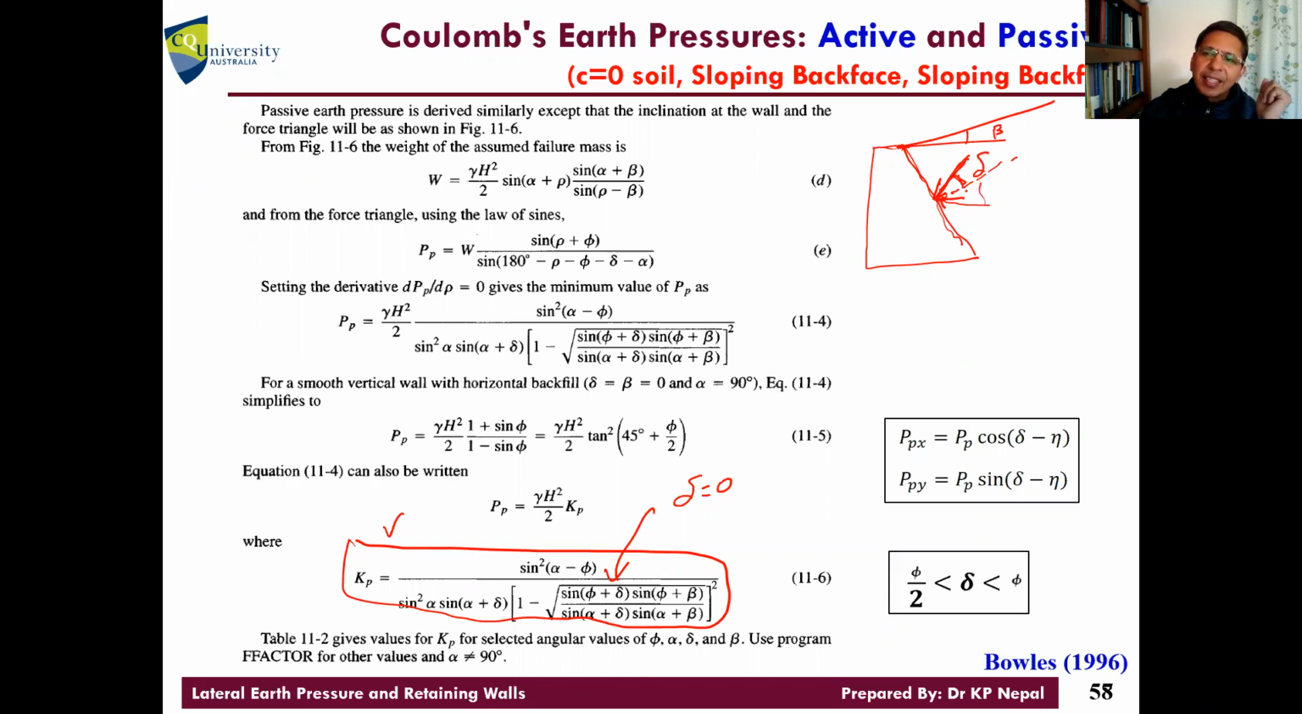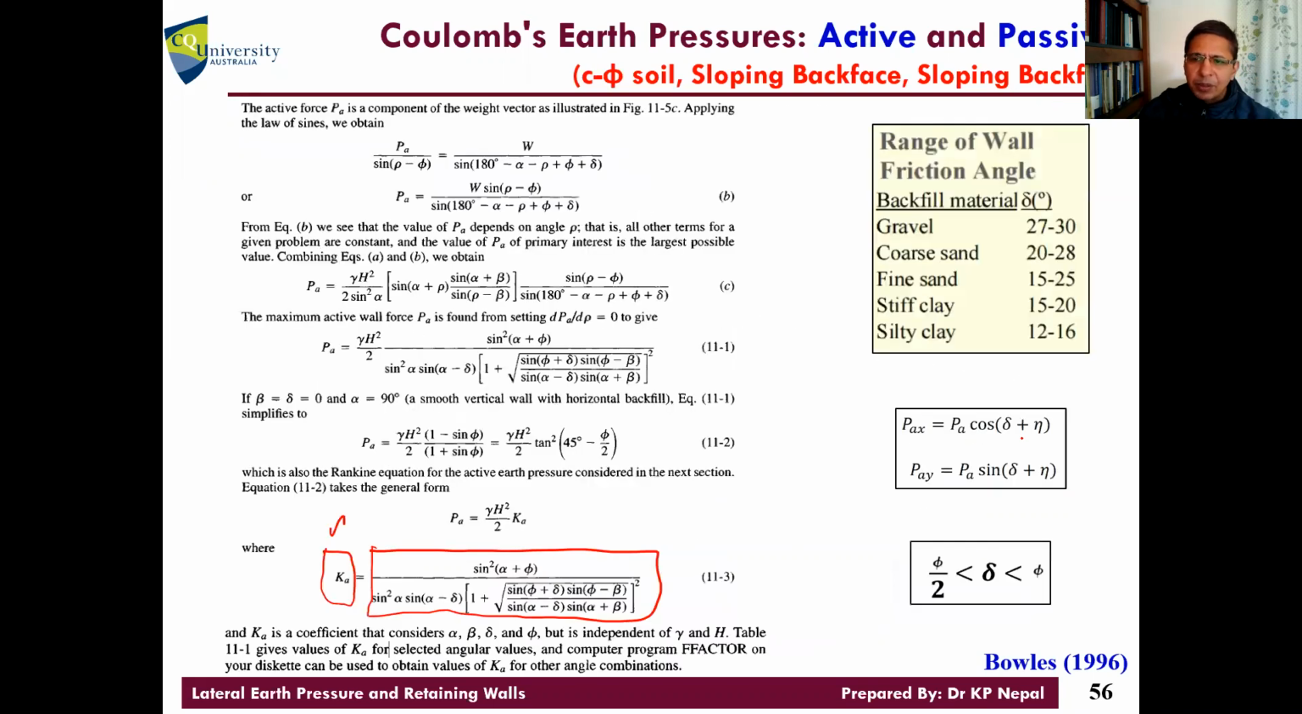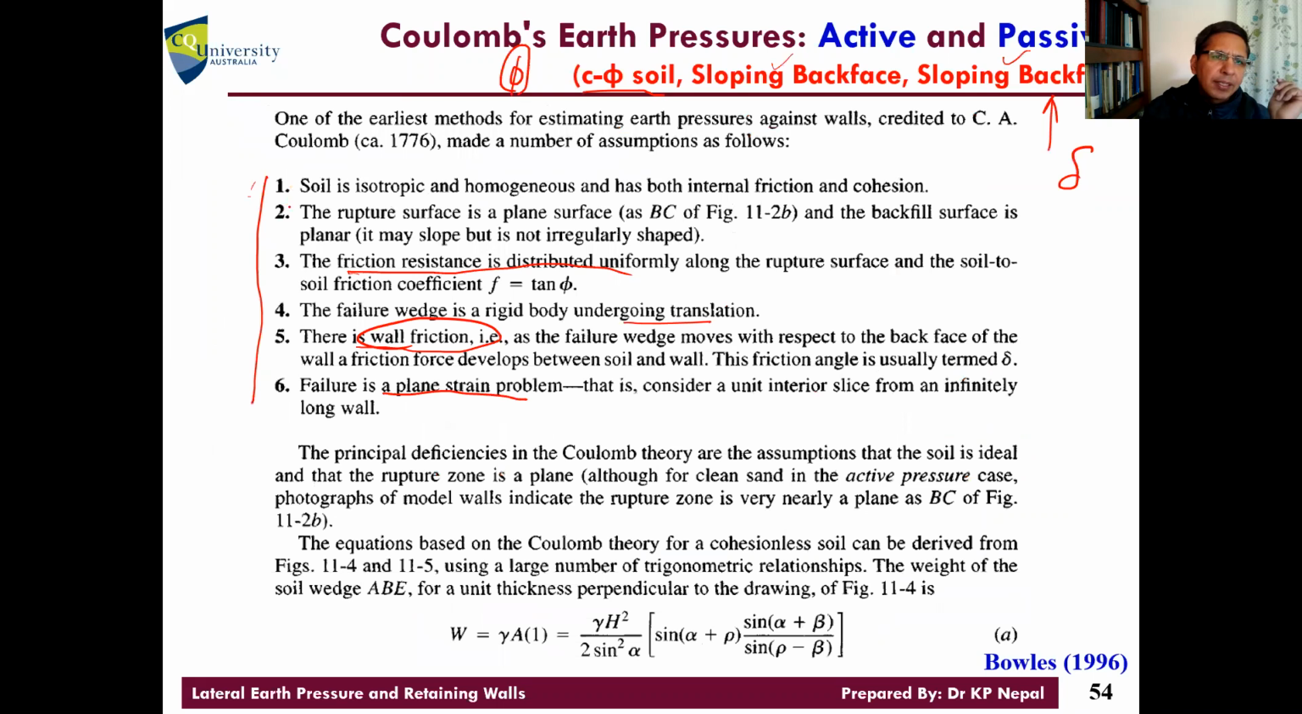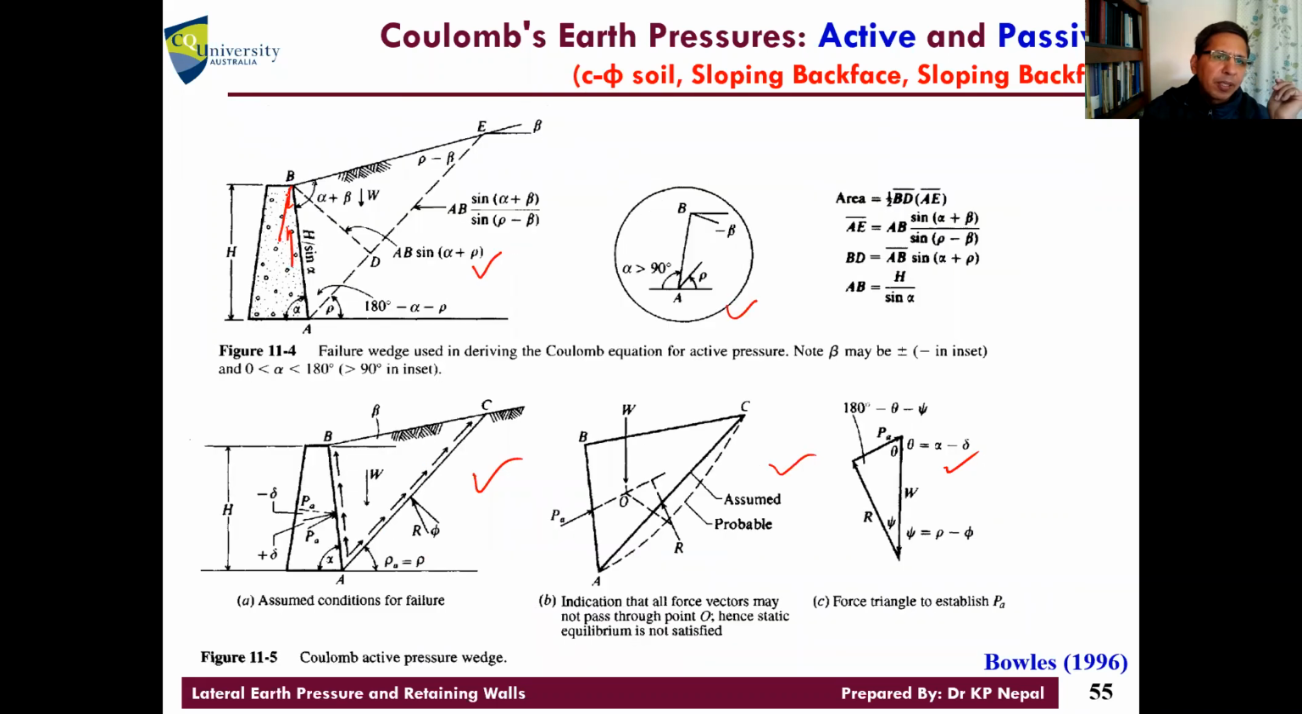Because this is also sloping, we can calculate the horizontal component using this. For passive we use cos of delta minus eta, but for active, we use delta plus eta. Eta is the angle of the backfill here. This is the angle we call the eta angle, right over there, because this is the sloping back face. Okay, maybe I'll stop here today.